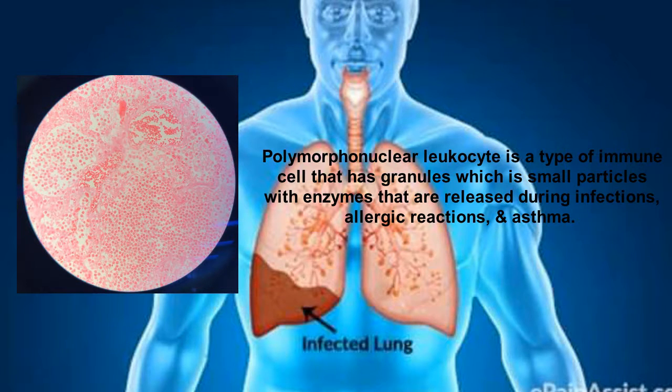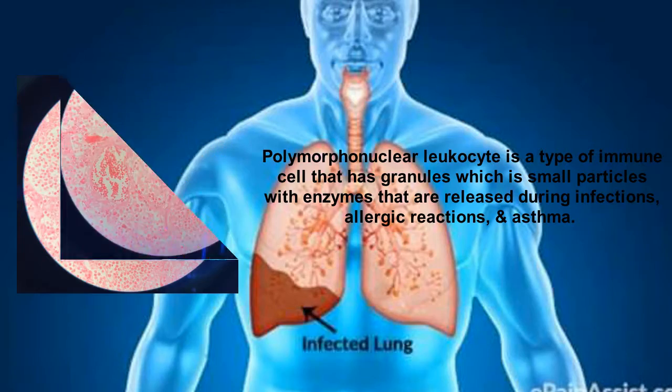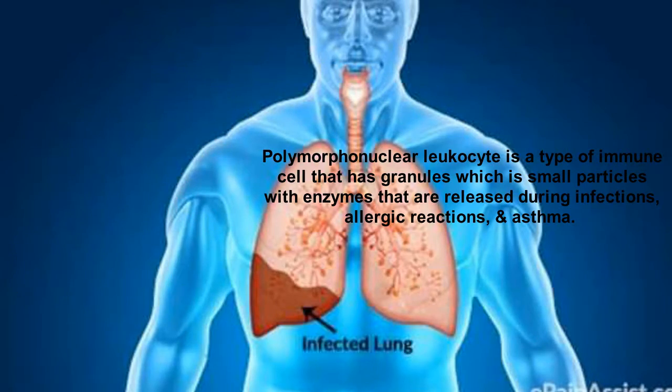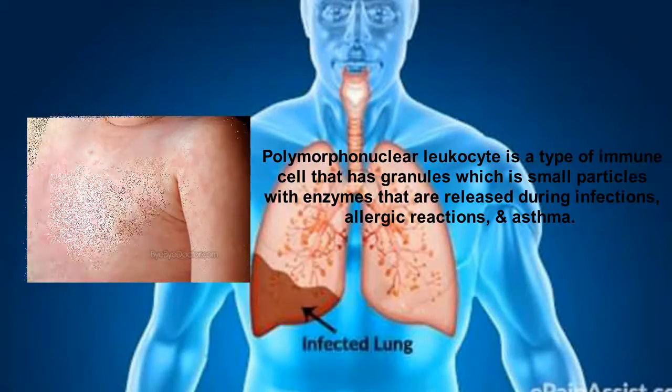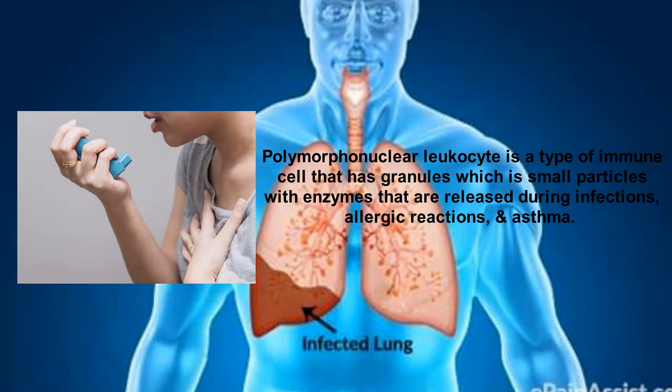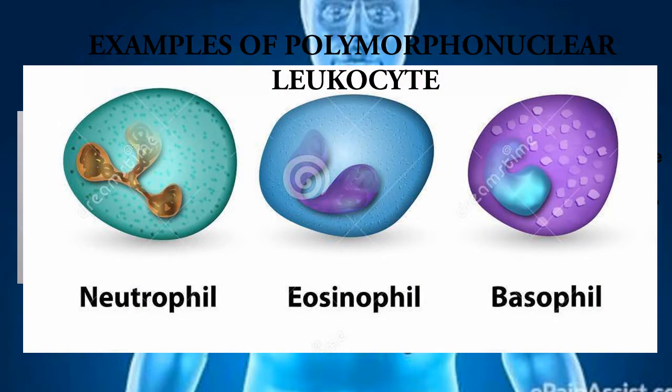A polymorphonuclear leukocyte is a type of immune cell that has granules, which are small particles with enzymes that are released during infection, allergic reaction, and asthma. The examples are neutrophil, eosinophil, and basophil. It is also called granular leukocyte, granulocyte, and PMN.